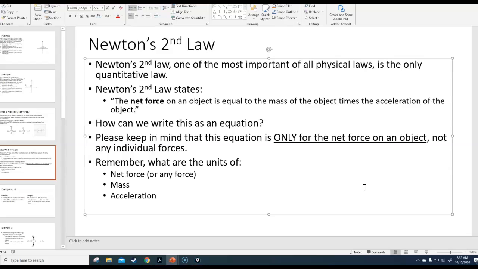Here's what Newton's second law says. The net force on an object is equal to the mass of the object times the acceleration of the object. So how can we write this as an equation? Well, net force is F net, which is equal to the mass, m, times the acceleration of the object, a. So here we have Newton's second law, F net equals ma.